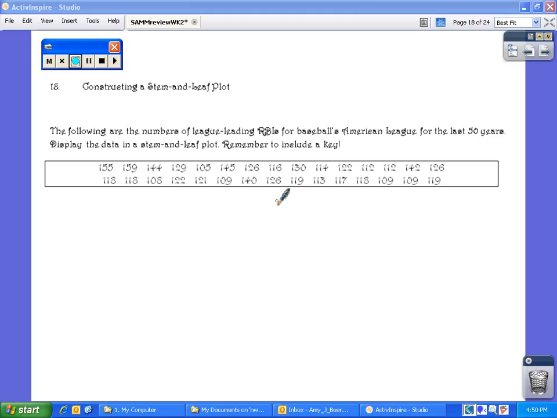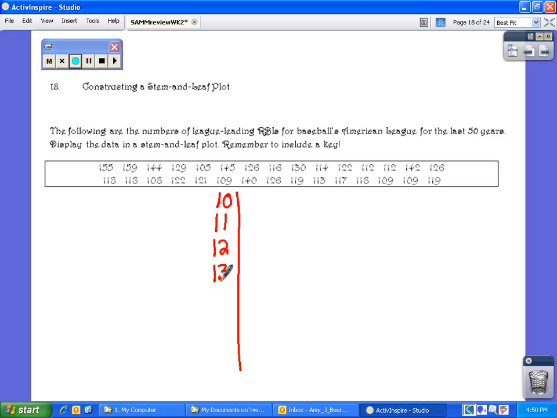I'm going to start from number 18, constructing a stem and leaf plot. If you missed part 1 video, you might want to watch that one first. Remember, you always want your leaves in order. Your stems are all the digits except for the very last digit. So my stems are going to be 10, 11, 12, 13, 14, and 15. And then I just went through, my leaves are as follows.